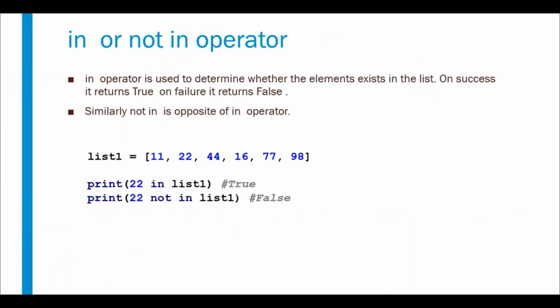In or not in operators. We have already seen this, right? In means whether this particular value is present in this list, it will return true. If this value is not present in this list, it will return false. So this is called the in or not in operator.